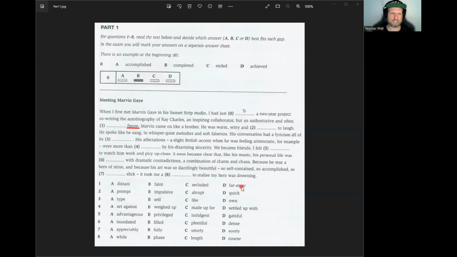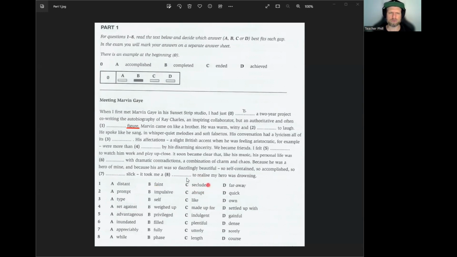At first glance, I like distant, because a distant figure is someone who is not very friendly and maybe doesn't communicate that much with other people. So I like this. A faint figure doesn't really exist. I think if something is faint, it just means it's not really clear, a little bit distorted.